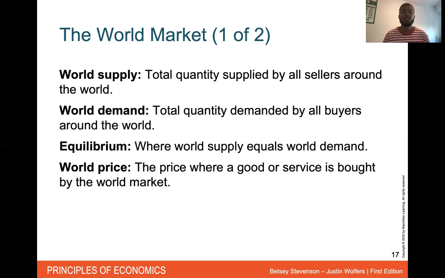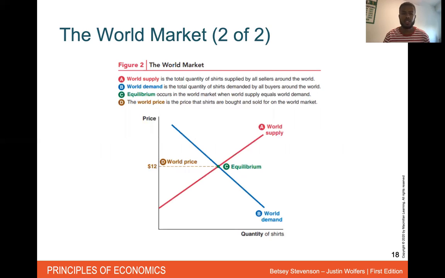So world demand of t-shirts is going to be the total sum of the demand for t-shirts by everyone around the world. And the equilibrium is going to be where world supply meets world demand. And the world price is going to be the price where a good or service is bought by the world markets. So here is the supply and demand model for the world supply and world demand. So this is what it looks like with the definitions there.